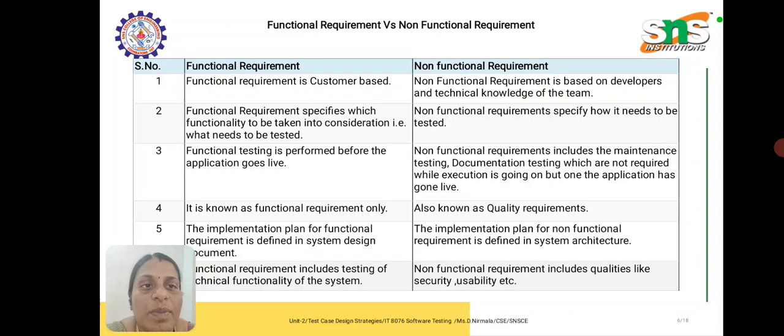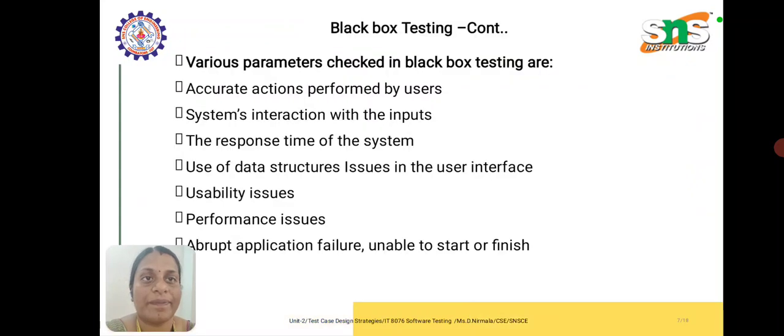The implementation plan for the functional requirement is defined in the system design document. The implementation plan for the non-functional requirement is defined in the system architecture. Functional requirement includes the testing of the technical functionality of the system. Non-functional requirements include qualities like security and usability.